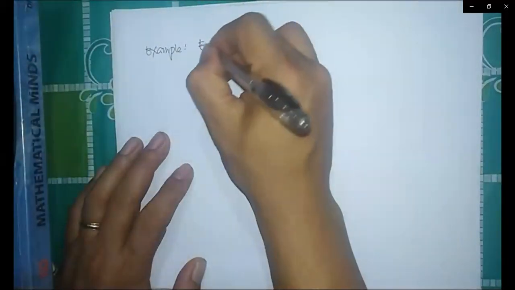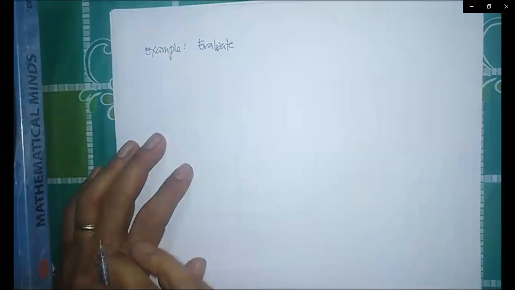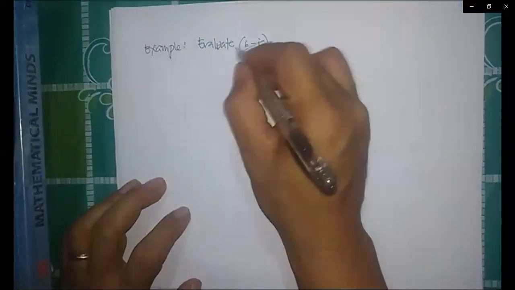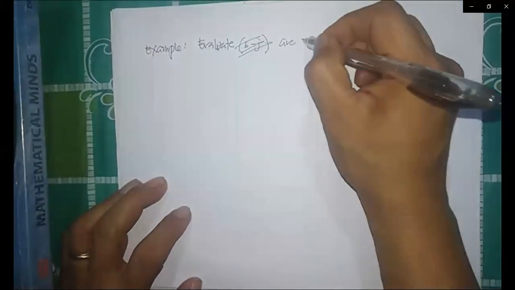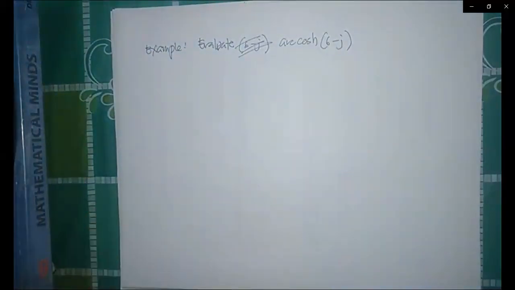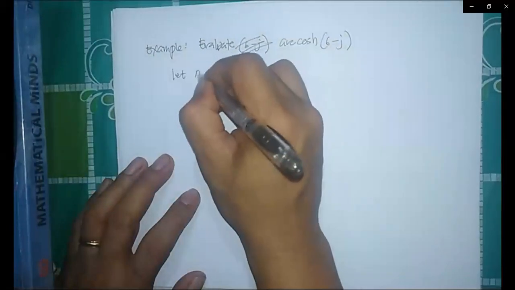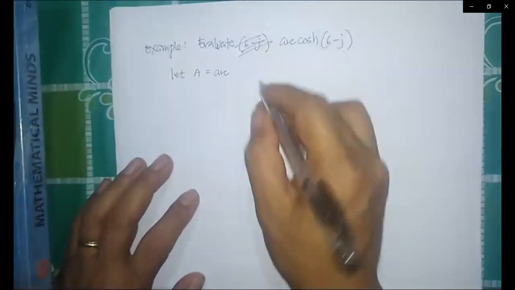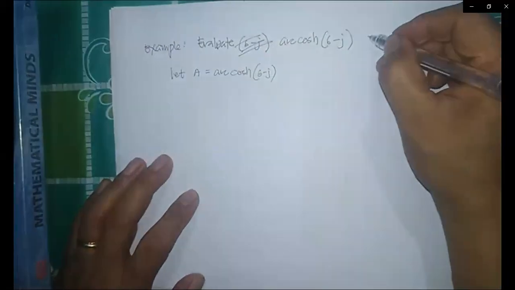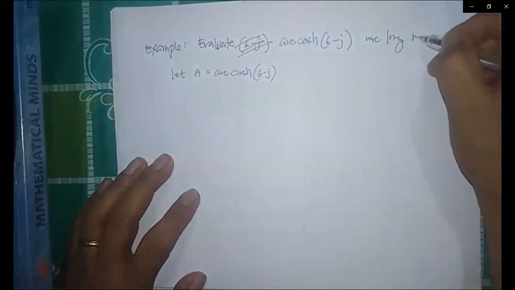So for this example, we are going to evaluate, not 6 minus j, we will erase this one. Okay, we are going to solve for the arc hyperbolic cosine of 6 minus j. But this time we are going to use the long method. So to solve this, we are going to start our solution by letting a equals arc hyperbolic cosine 6 minus j. Note, we are going to use the long method.